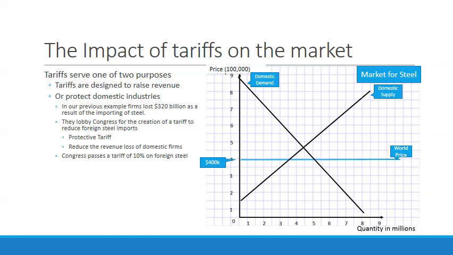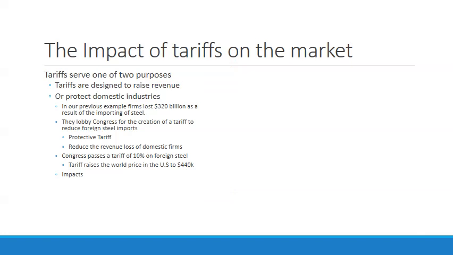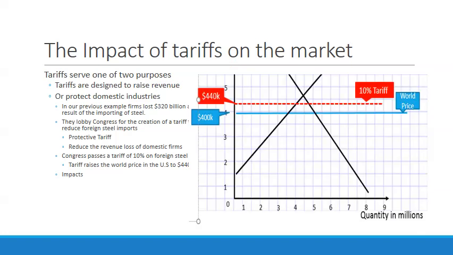And so Congress passes a tariff of 10% on foreign steel. Now, we're going to use 10%. That would, of course, be $40,000. So we see the line here, our red line representing our tariff. $440,000 is the new price, and that's that 10% tariff. So the tariff raises the world price in the United States to $440,000. So its impacts. Well, let's make this much larger so we can really get to looking at its impacts.